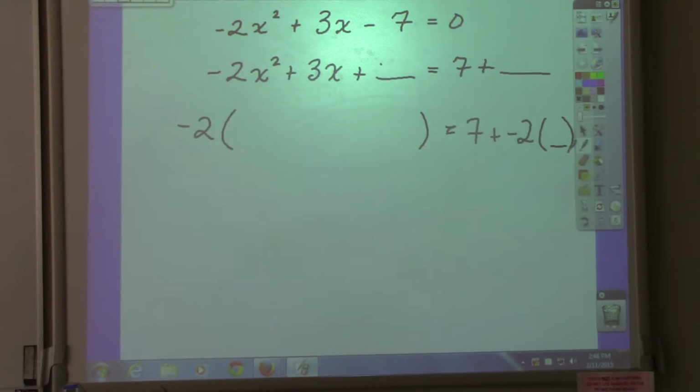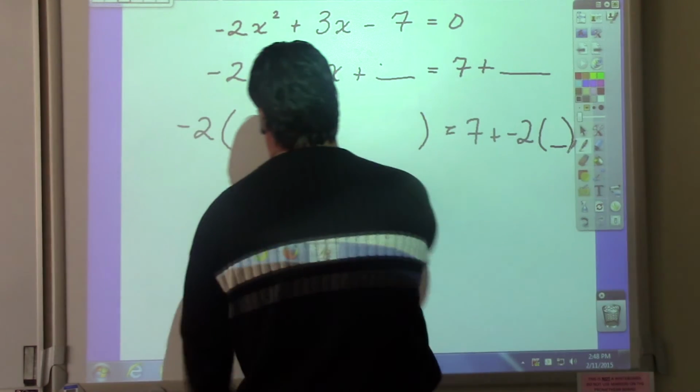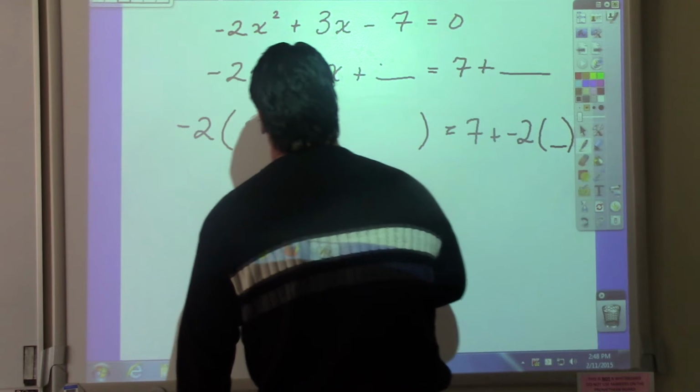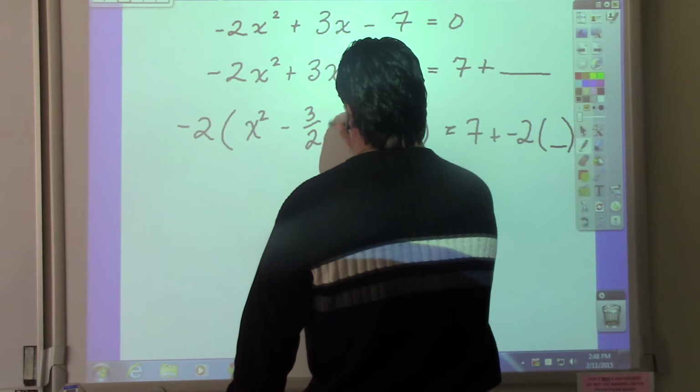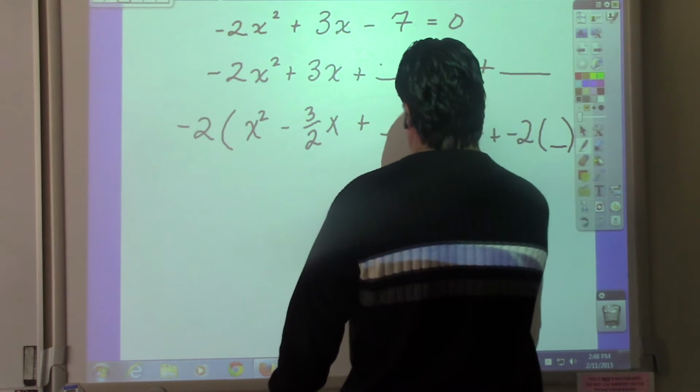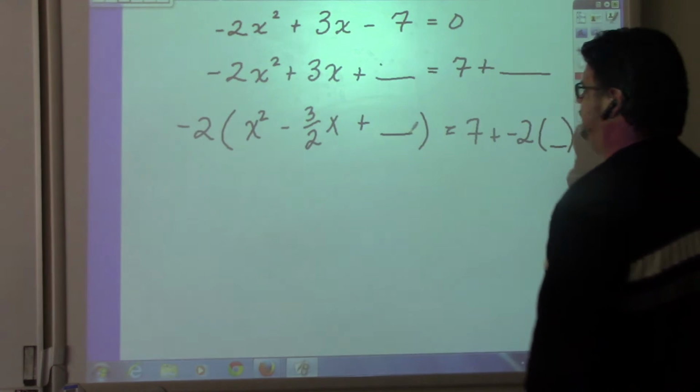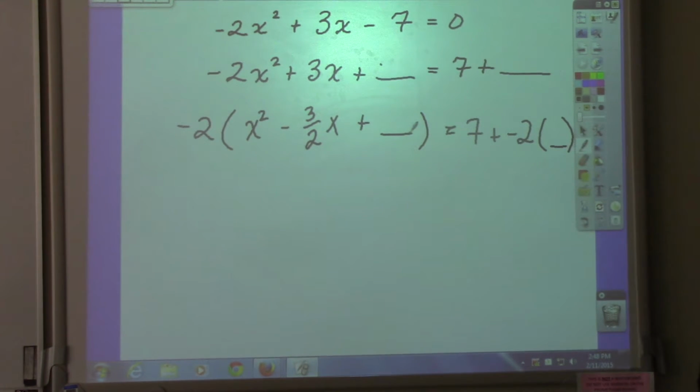It'd be easier to erase the negative 2, wouldn't it? Yeah. Ought to do that. When you factor it out, of course, that leaves you with x squared here, and that's what you want. Minus what? 3/2 x plus blank is equal to -2 times 7 plus -2 times blank.